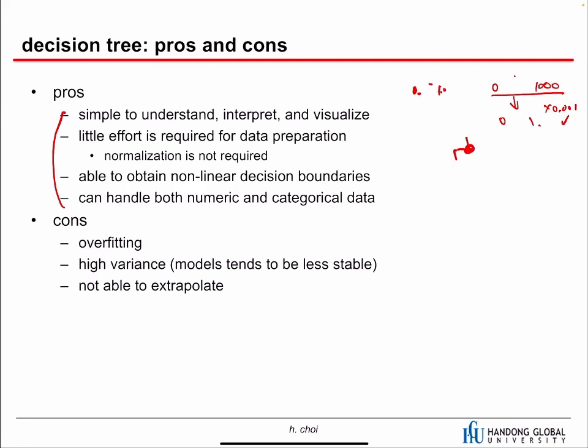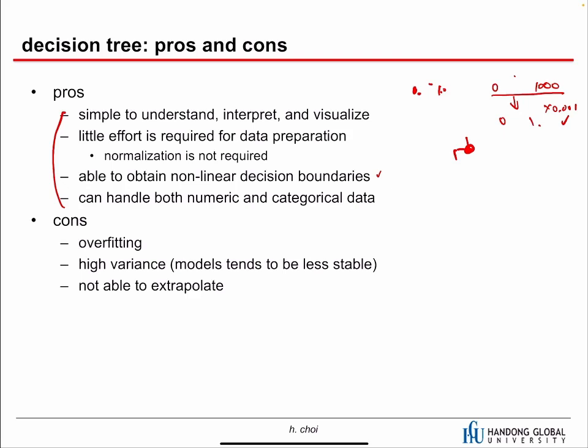And it is able to obtain the nonlinear decision boundaries for sure. Okay, and then it can handle both numeric and categorical data. Okay, that's a good thing too. I already explained what categorical data is. Okay, and it can overfit.